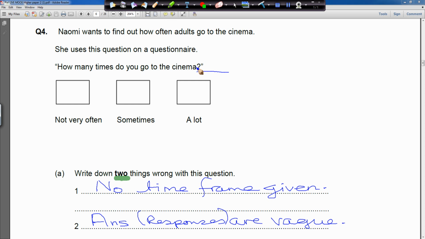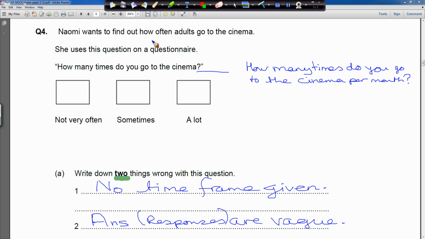Okay, so we're going to write the same question but with the time frame now. So we are going to say now, how many times do you go to the cinema? Per month. So, no time frame here, yes time frame here. So that was a poor question, a much better question.